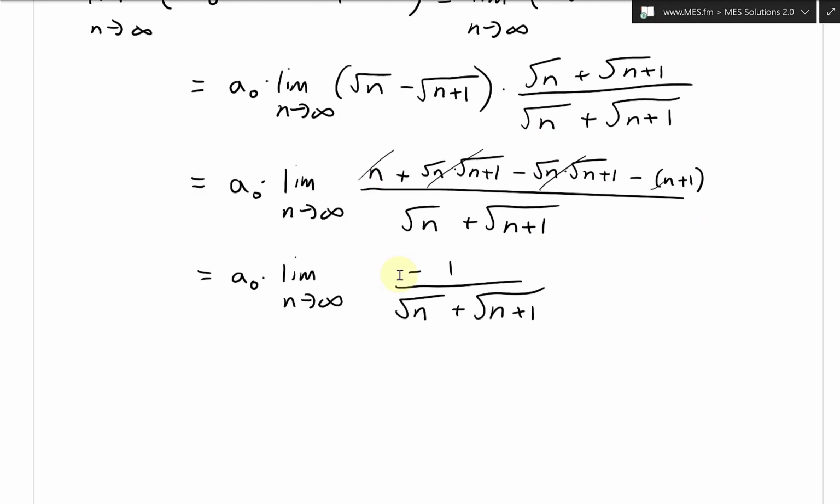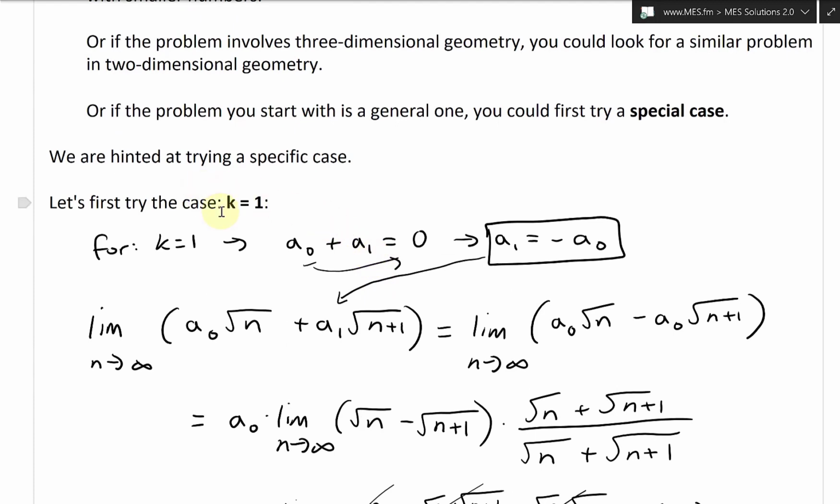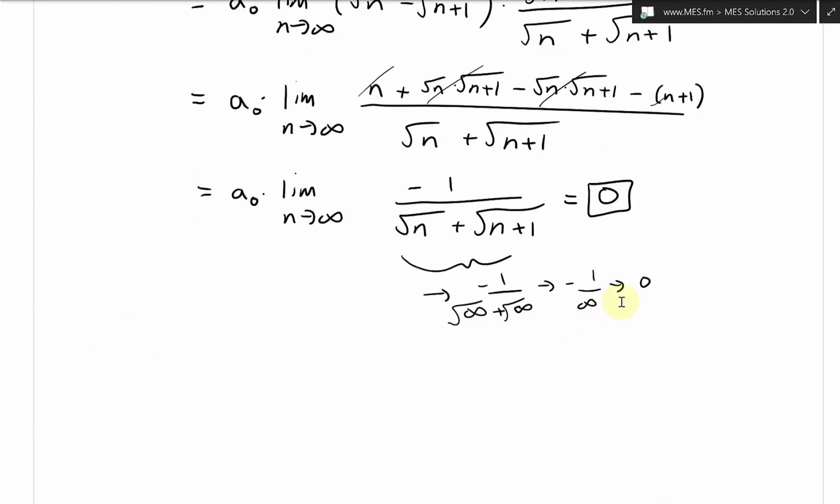So now we have this whole thing. This approaches negative 1 over infinity plus infinity. As n goes to infinity, the square root of infinity is still going to be infinity. So both are approaching infinity, giving negative 1 over infinity. In other words, it's approaching 0. So this equals 0. So we've proved it for case 1. So this limit approaches 0 there.